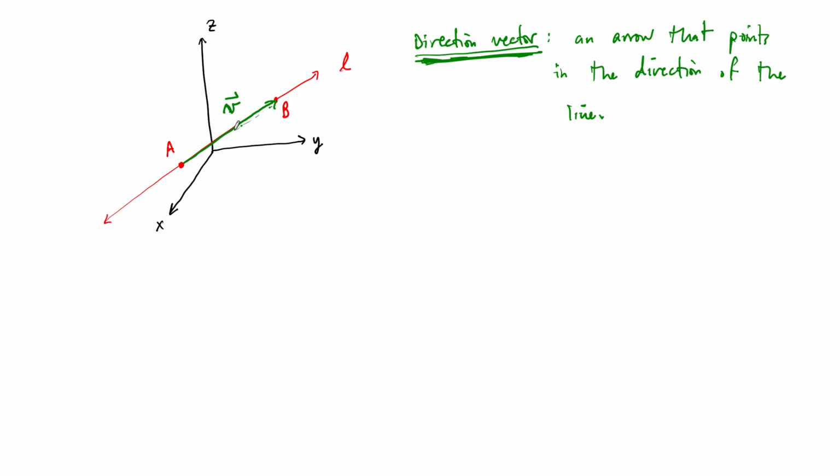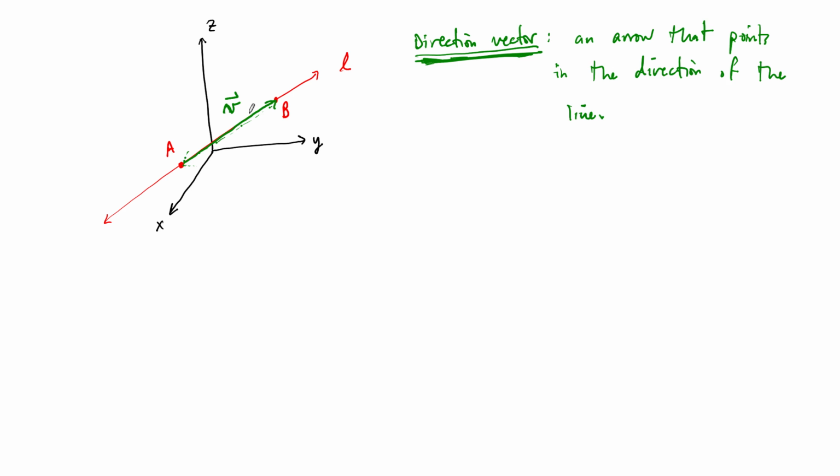Of course, you could reverse this whole thing, right? And you could have the arrow pointing the other way. You could also make this arrow longer or shorter as long as it stays in the same direction. The only thing you want to make sure you don't do is make it so short that it just becomes a single point and it's no longer an arrow. So as long as this is an arrow, then we're good to go.